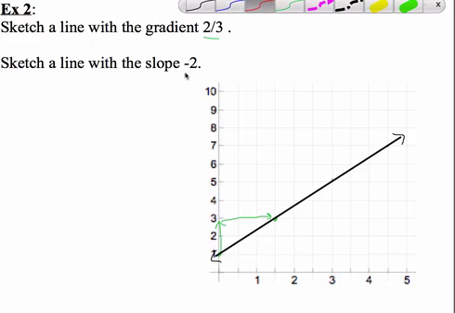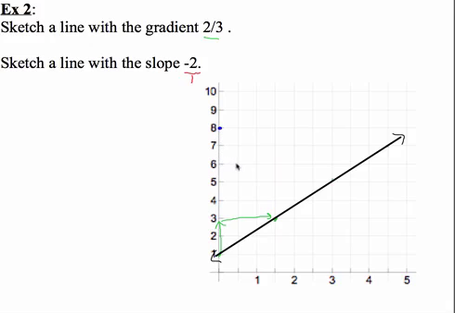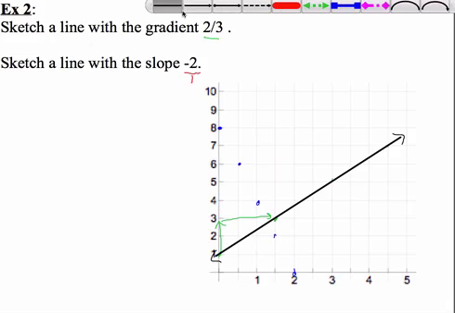Next we're drawing a line with slope of -2. What's the rise and the run here? You can write it as a fraction if that helps. So the rise is -2, the run is 1. I'm going to start with maybe this point here. So I'm going to go down 2, right 1, down 2, right 1, down 2, right 1, down 2, right 1. Then I can connect the dots.